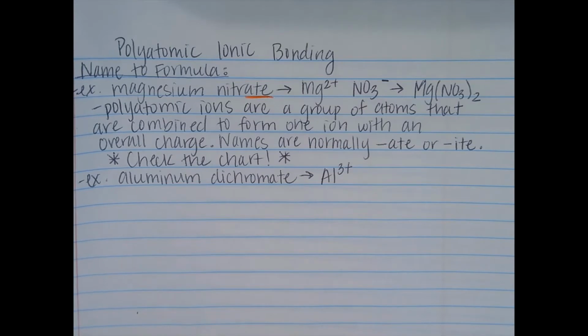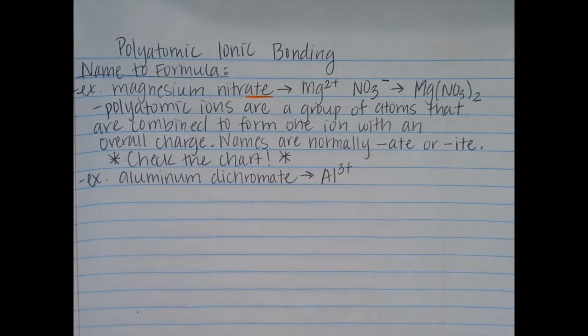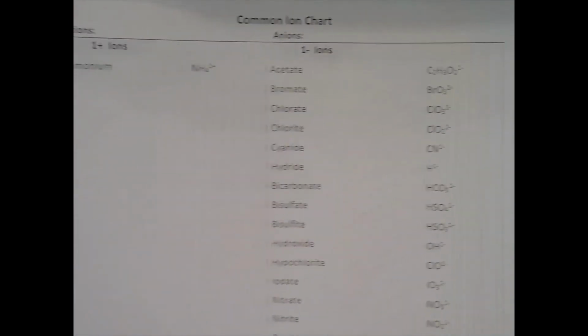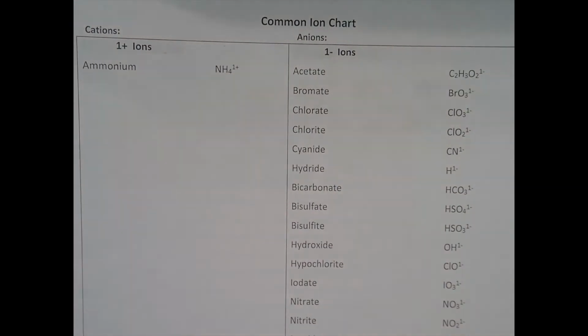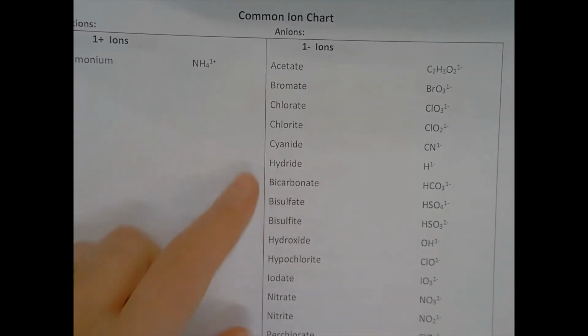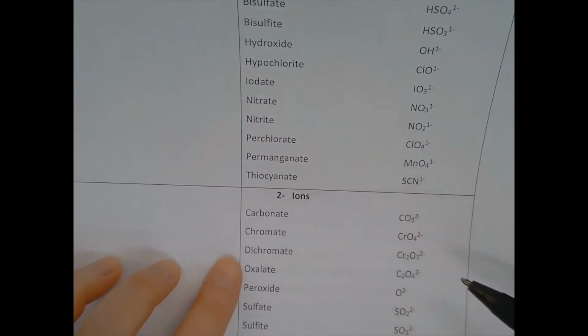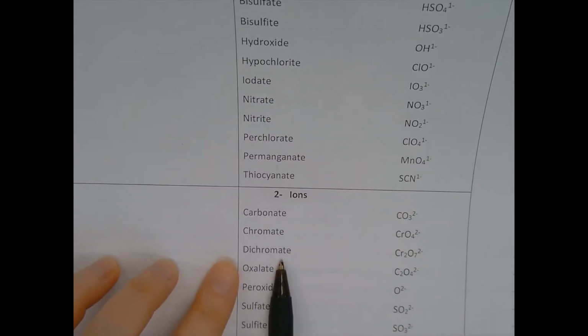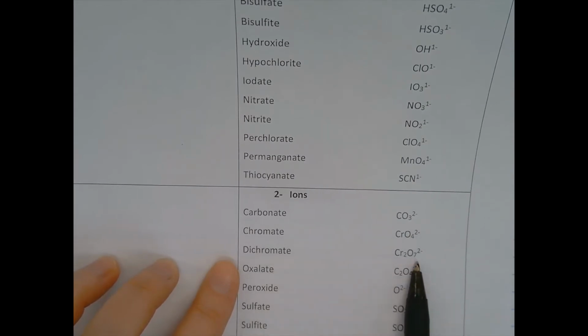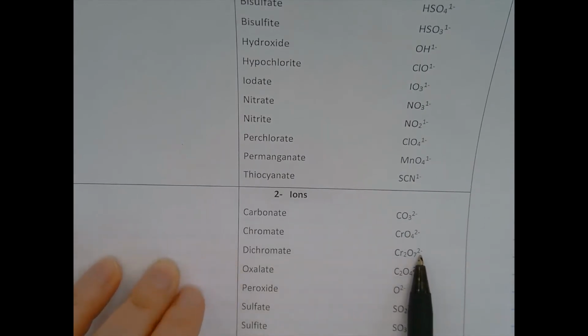The new part is the dichromate. Well, I hear chrome in there, which sounds like chromium, which is a clue, but I've never seen an element that says dichromate. We've never used one like that, and the ending ends in "ate." So if I look in my chart, I'm going to see if I can find dichromate. Well, it's not in the positive cation side because there's only one. It's not in the 1-, but here it is in the 2-. So my dichromate ion is Cr2O7, and the whole thing has a charge of 2-.